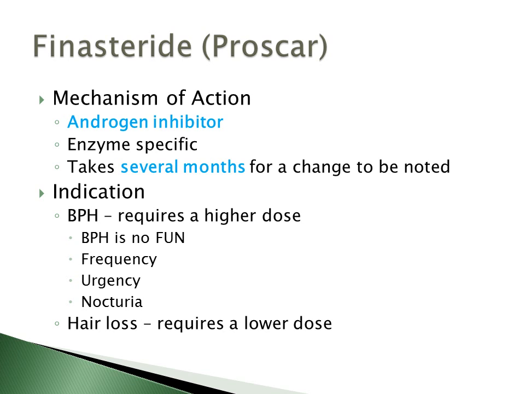Indications, it's going to be used for benign prostate hyperplasia, and it'll be a higher dose for that. The other indication for this is men who have male pattern baldness, who can use it to help restore hair loss. If they're using it for that reason, they'll require a lower dose.